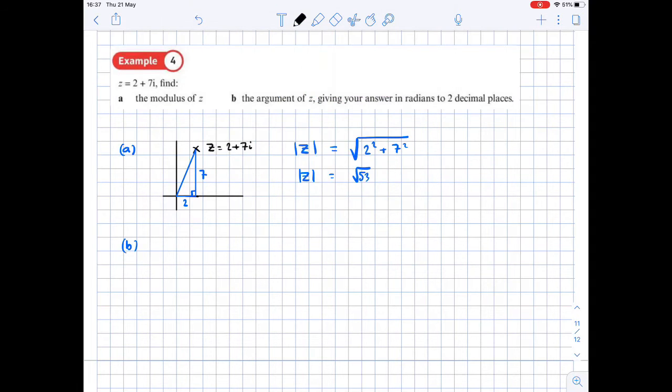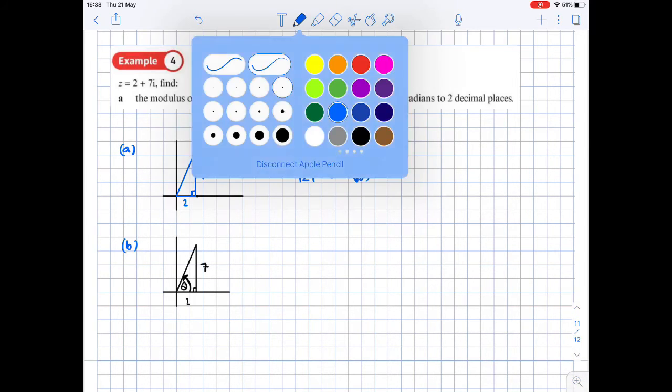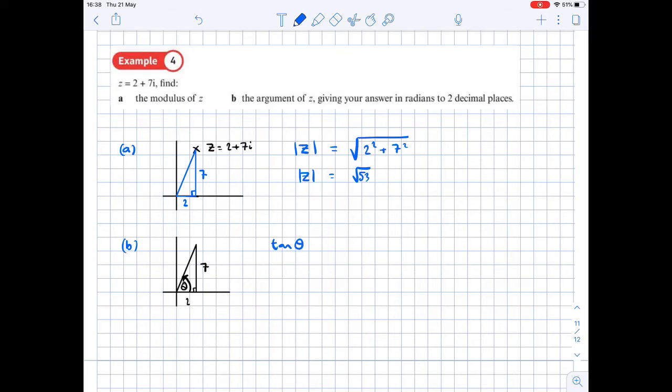So I'm just going to redraw my diagram. Obviously, you could just use the same diagram, but at the moment, I just want us to have it nice and neat. So I think about our triangle. We want to find this angle, noting that we're going in an anti-clockwise direction. So I'm going to call that theta. Noting we have a right angle triangle, that is 7, that is 2, which then means we have tan of theta is equal to 7 over 2. So that means theta is equal to arctan, or the inverse tan, of 7 over 2.